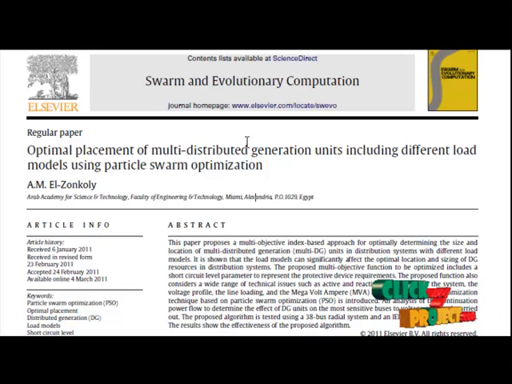Optimally determining the size and location of multi-distributed generation units for improving power quality using EV-MOGA. To determine the size and location of multi-DG units in distribution systems with different load models, EV-MOGA is used as the optimization algorithm. A 38-bus radial system and an IEEE 30-bus meshed system are tested in the proposed algorithm.